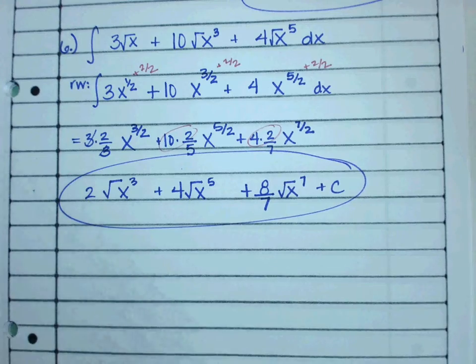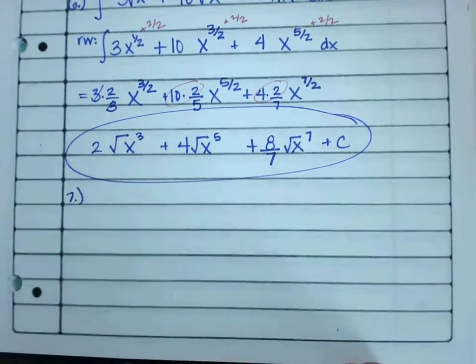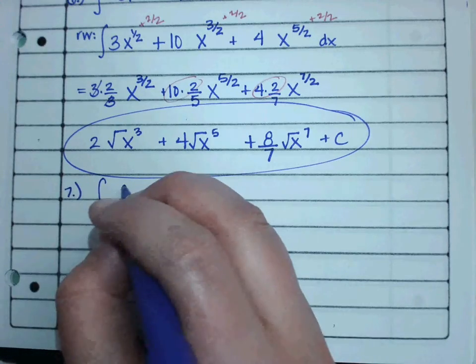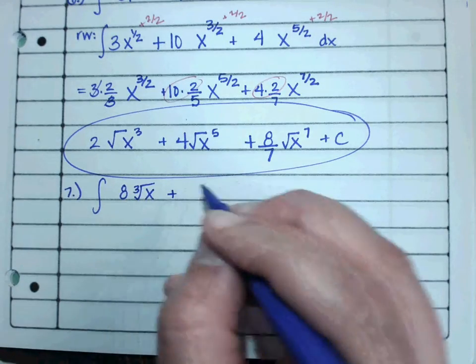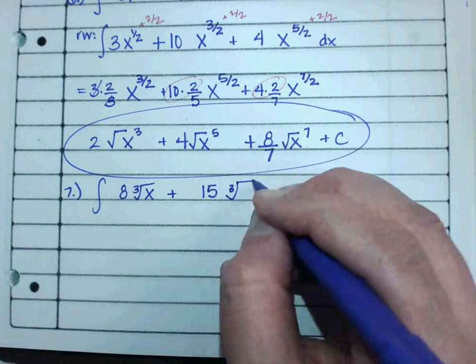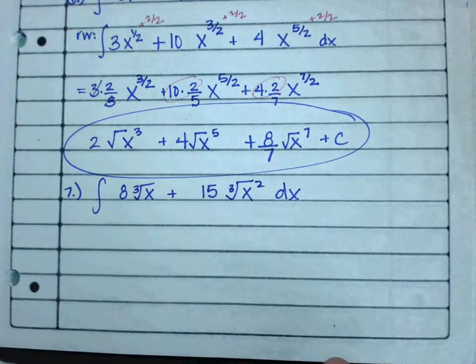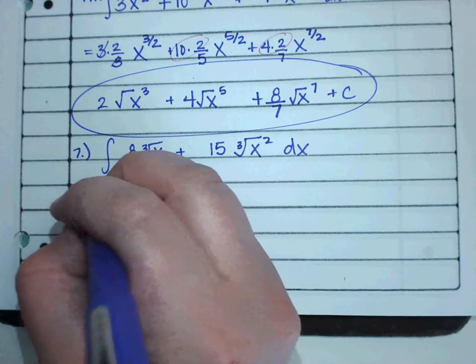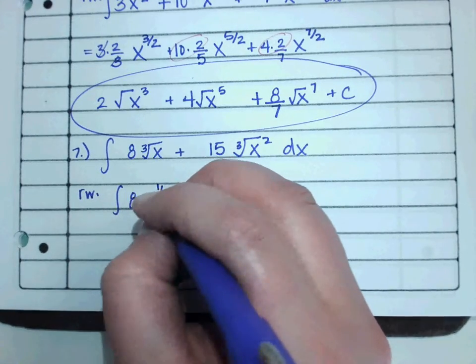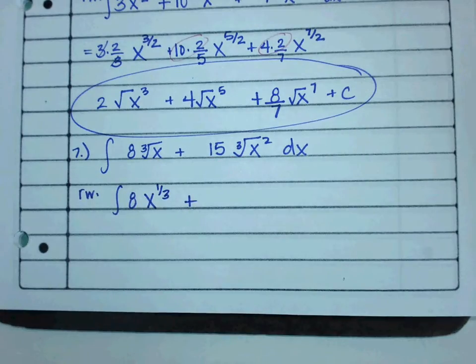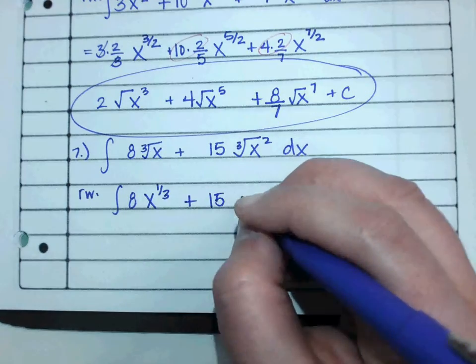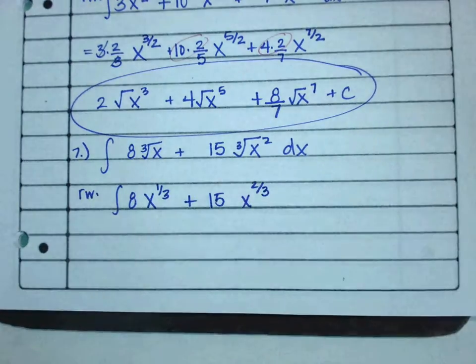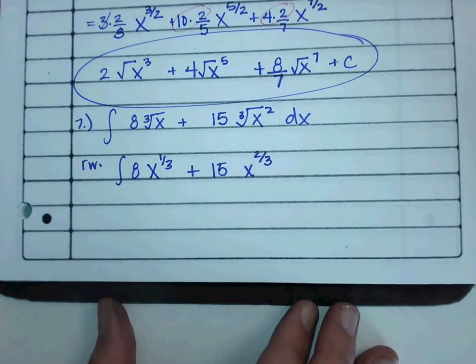Okay. Last one. We're going to do the integral of 8 cubic root x plus 15 cubic root x squared. Last one. You're going to rewrite it first, do the power rule, then rewrite it back. What will my first rewrite step look like? Integral 8x to the 1/3 plus 15x to the 2/3. Remember, the power stays on top, the root stays on bottom when you turn it into a fraction.